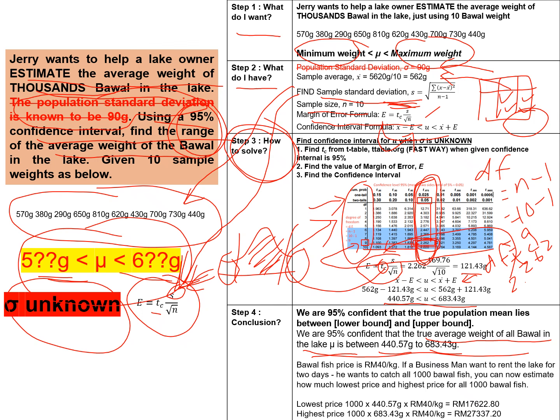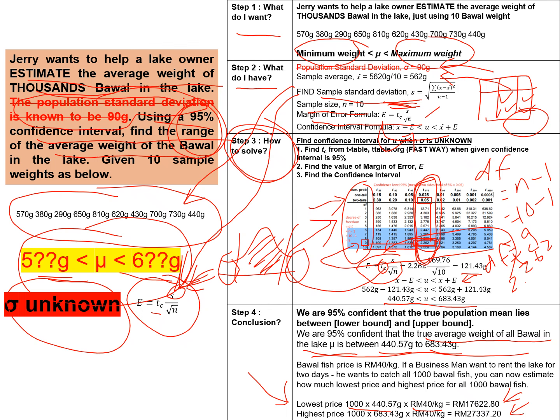Again, if a businessman comes and says that he wants to buy all our bawal fish here, we can negotiate the price based on our minimum average weight. 1000 times 440 grams times 40 ringgit per kilogram, that is 17,600. Or if we want to earn more, we can say that the highest average weight of my bawal fish is 683 grams, so we can sell at 27,300.